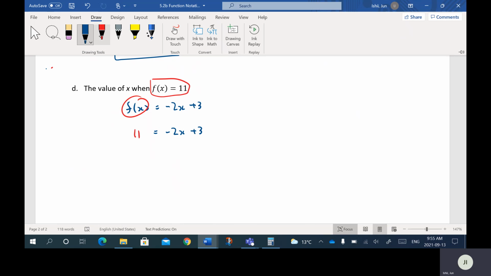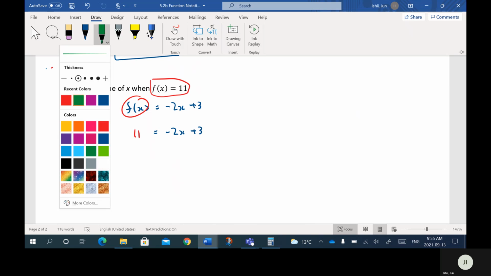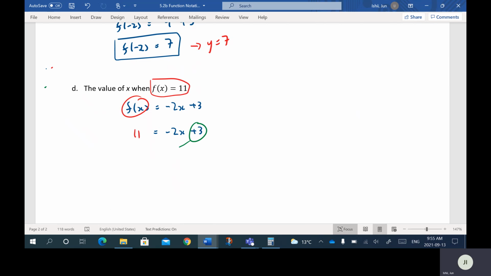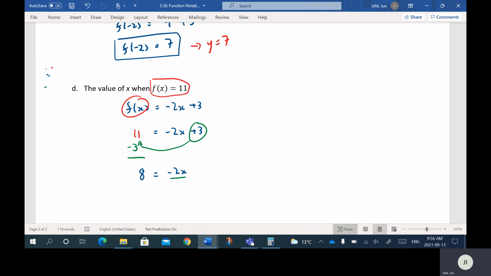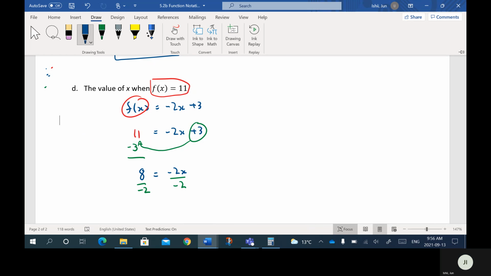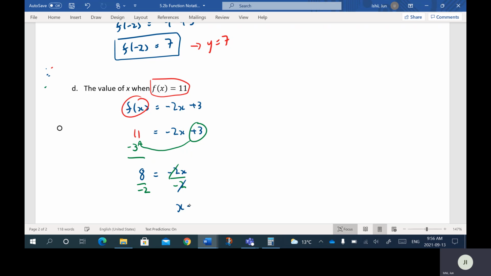To do that, we want to isolate x. The first thing I'm going to do is take the +3 and move it over to this side. That becomes -3. So then we get 11 minus 3, which is 8. 8 is going to equal -2x. And then to solve for x, I'm going to have to divide both sides by -2. Then these cancel, and we get x equals -4. So when x is -4, f of x is equal to 11.